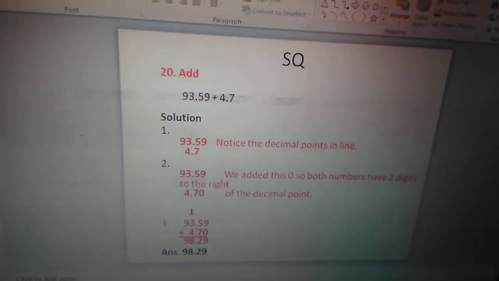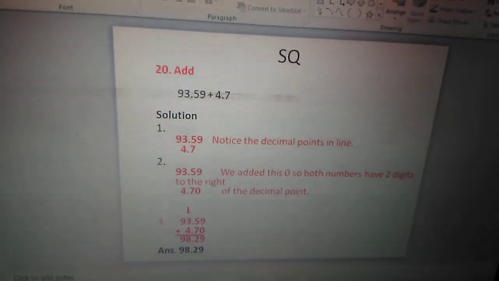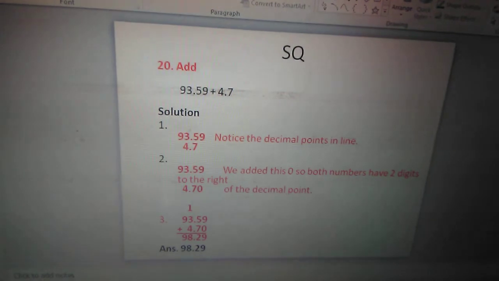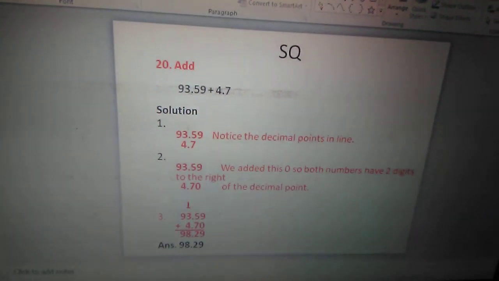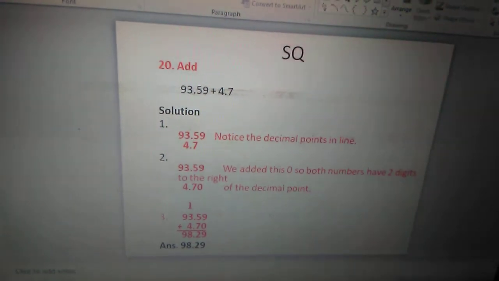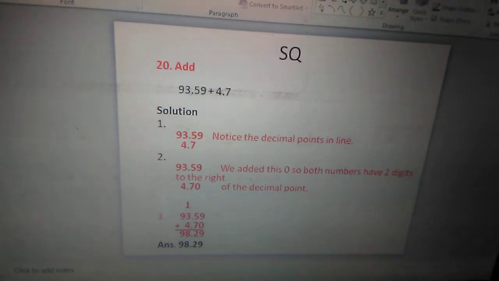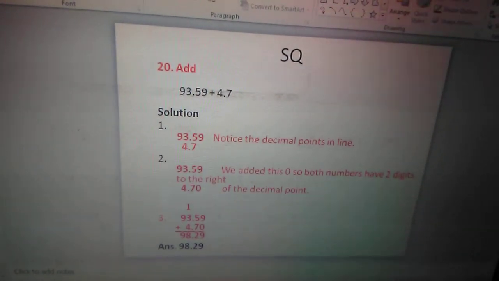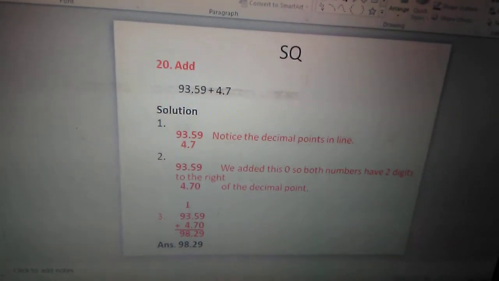Add 93.59 plus 4.7. So 3 steps we follow. First step, look here, 93.59 and 4.7 are written. Then 93.59 is okay, then 4.7. In the first number one digit is more, so in the second number we have to add a 0, making 4.70. Now the decimal places are matching.